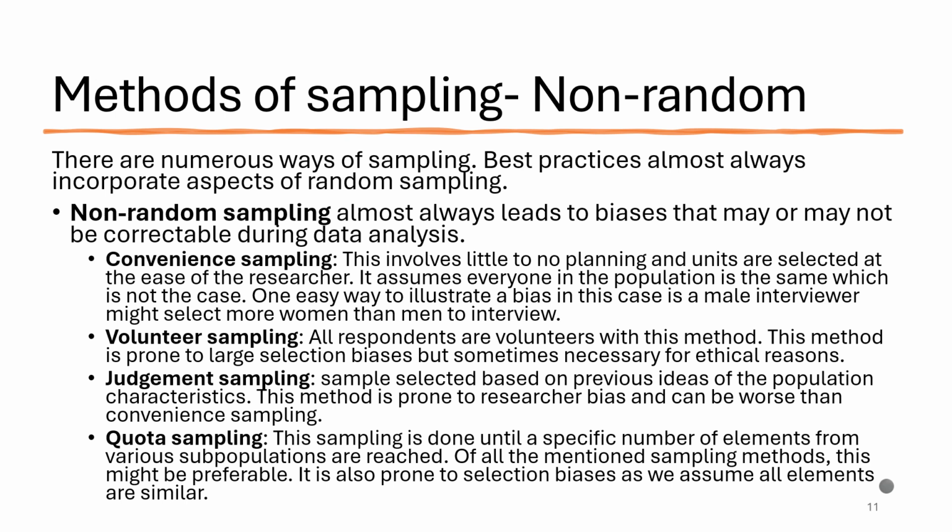One easy way to illustrate a bias in this case is, for example, a male interviewer might select females as opposed to males to interview. See? Another example is volunteer sampling. This is where all respondents are volunteers. This method is prone to something called selection bias, but is sometimes necessary for ethical concerns.